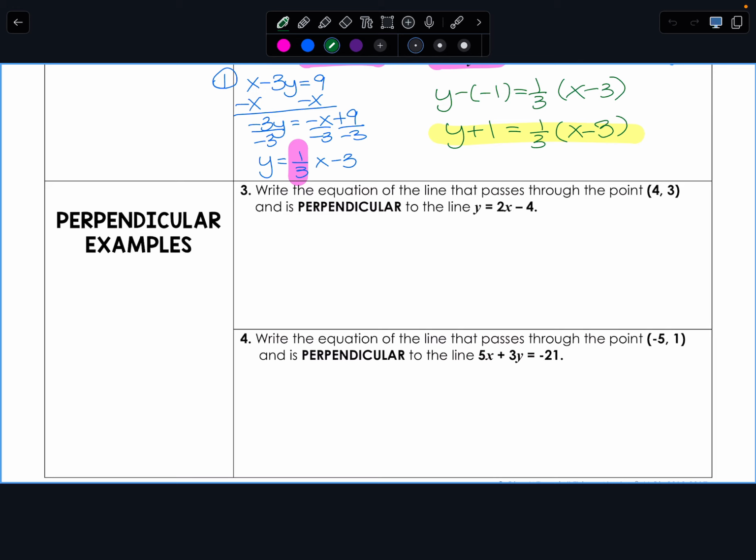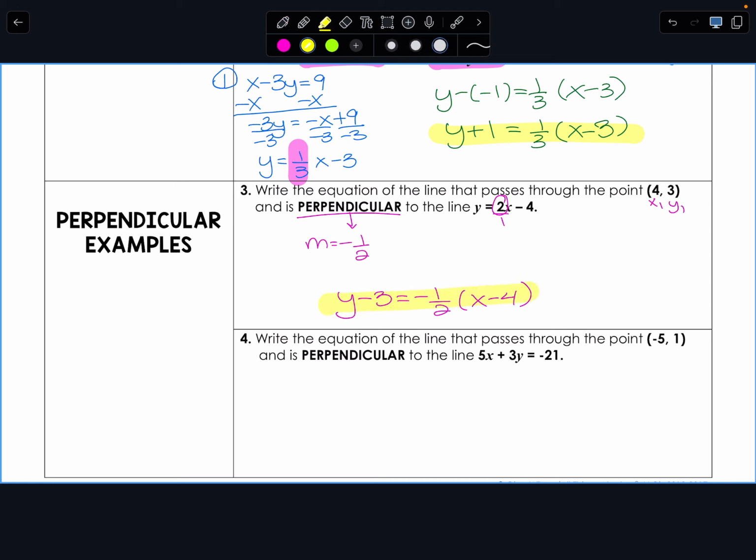All right, let's look at perpendicular. So here's my slope. My perpendicular slope would be the opposite reciprocal. So if it's a positive, that means it's a negative. It's 2 over 1, which means it's a 1/2. And then I have an x1 and a y1. So I have y minus 3 is equal to negative 1/2 times x minus 4. And that's it.